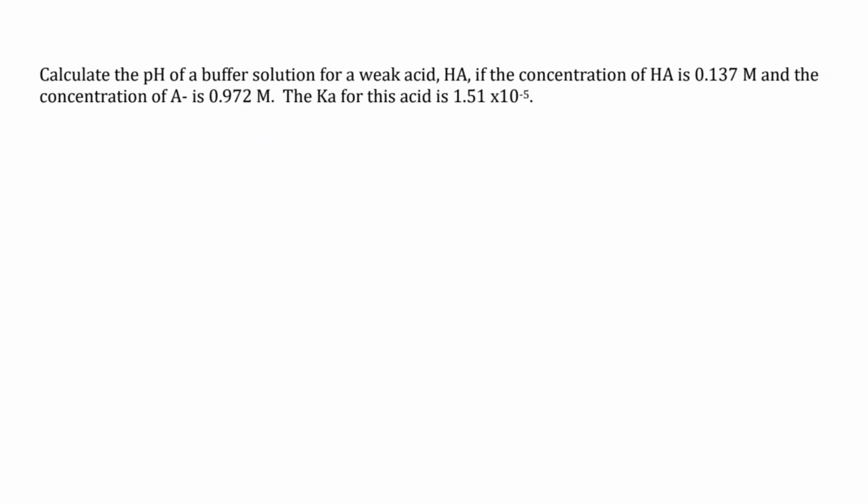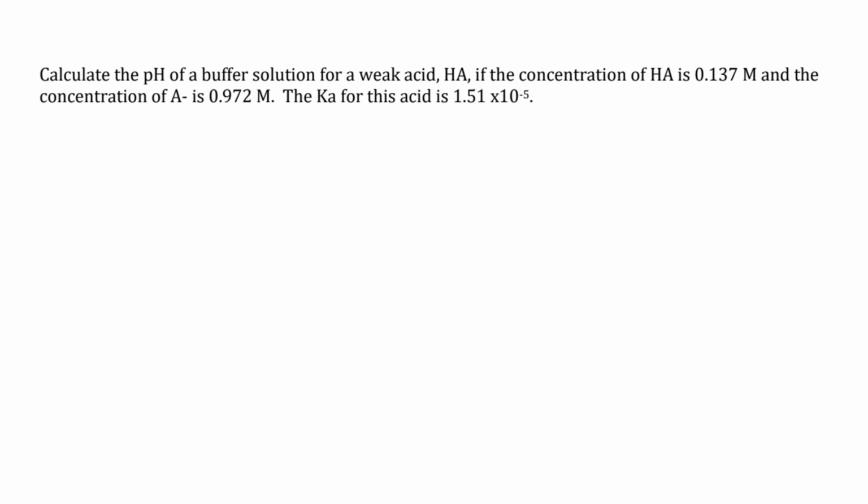Calculate the pH of a buffer solution for a weak acid, just a random one, HA, if the concentration is 0.137 molar and the concentration of the conjugate base is 0.972 molar. The Ka for this is 1.5 times 10 to the negative 5.